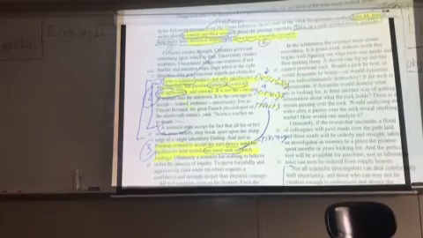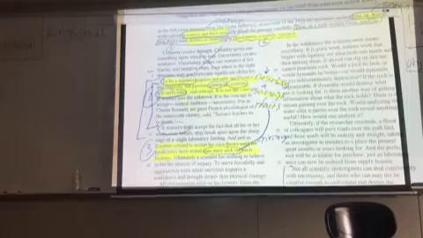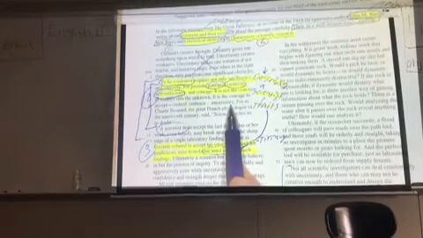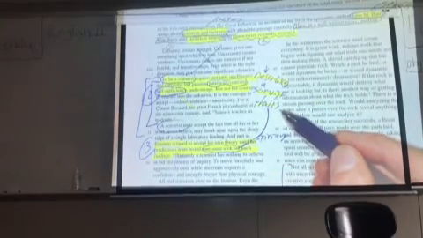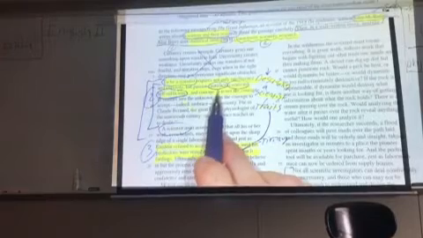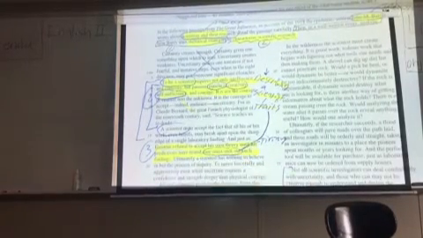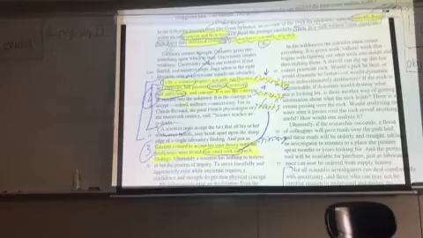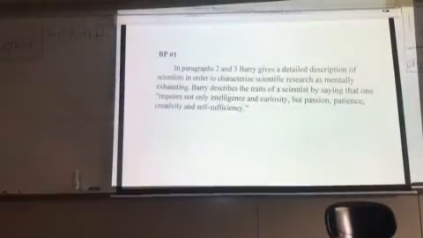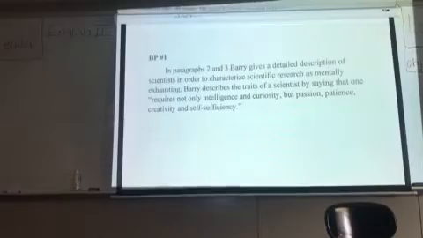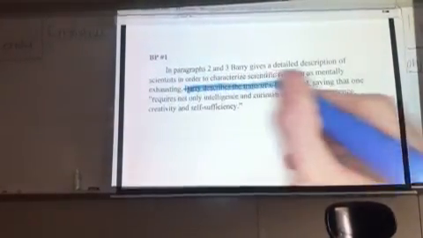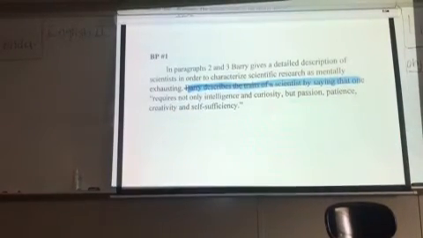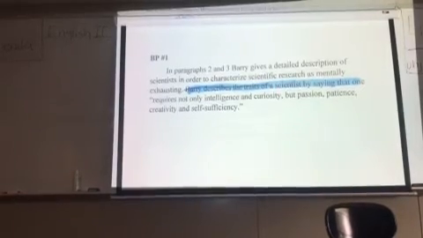So, before we write our next sentence, let's make sure we summarize this paragraph. We say, in this paragraph, Berry's describing a scientist's traits. And then, after we summarize it, we give the quote we want to give with these words. So, our next sentence should look something like this. Berry describes the traits of a scientist by saying that one requires not only intelligence, curiosity, but passion, patience, creativity, and self-sufficiency.